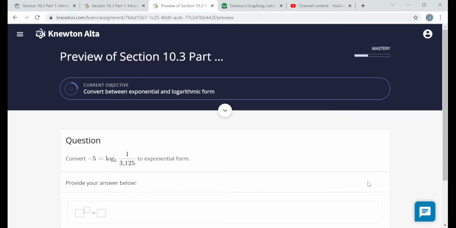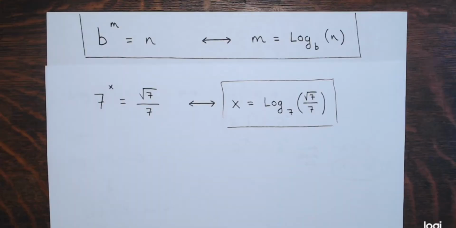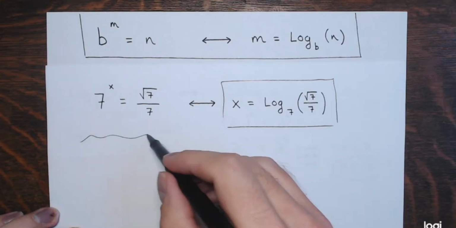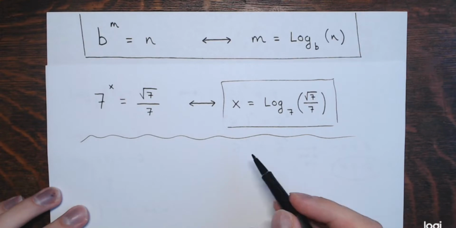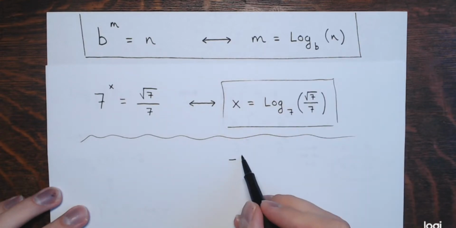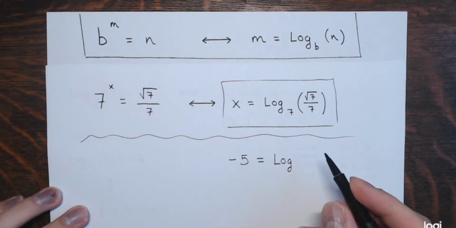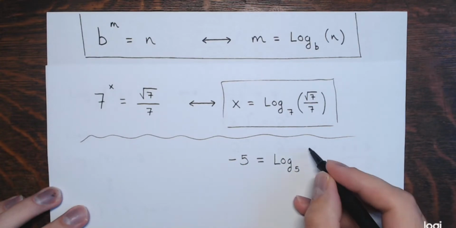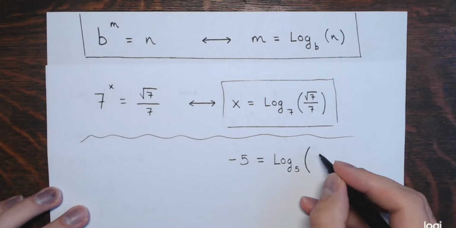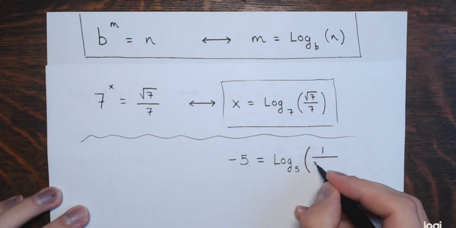Same objective. So once again, this time we're given an equation that's a logarithmic statement, and I want to change it to exponential form. So back to my paper. This is a new problem. So we have logarithmic form. We have -5 equals the logarithm base 5 of 1/3125.